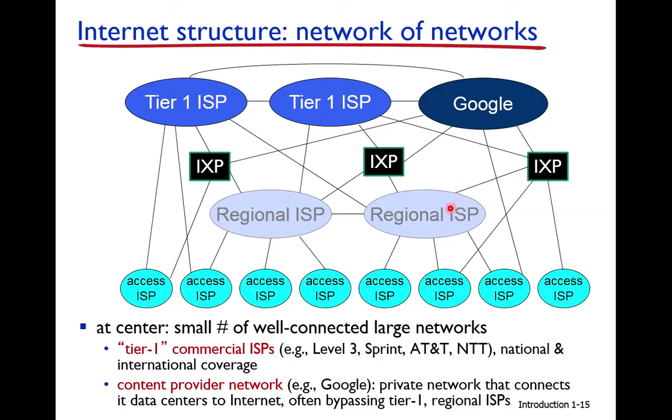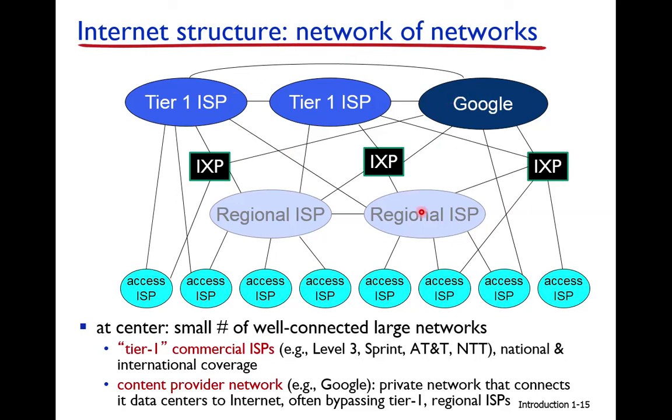If it is not connected directly, then what will happen? The access ISP, wanting to access Google, will connect to the regional ISP. The regional ISP will move the data to the tier 1 ISP. Here the regional ISP is charging, and the tier 1 ISP is also charging. So it will increase the cost, and it will increase the delay, because the access ISP moves to the regional ISP, the regional ISP moves the data to the tier 1 ISP, and then the tier 1 ISP connects to Google.